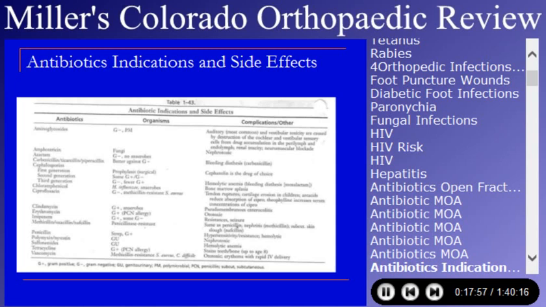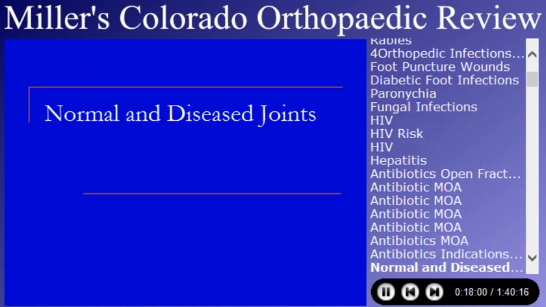And the last thing that we are going to do, and hopefully finish early enough for questions on all of this stuff, is by far the biggest topic that I have to cover. It's on normal and diseased joints. Y'all have, it's chapter 2, I think, in the Miller Review book, and it is a long, involved chapter with a lot of material and a lot of very popular material on the test.